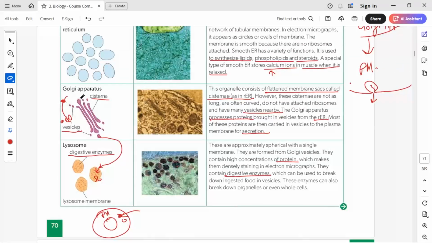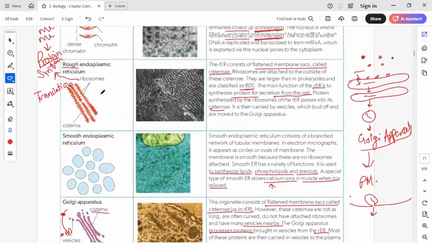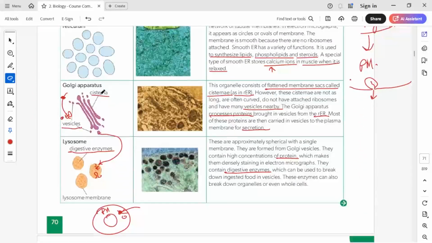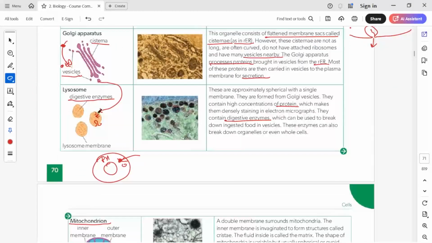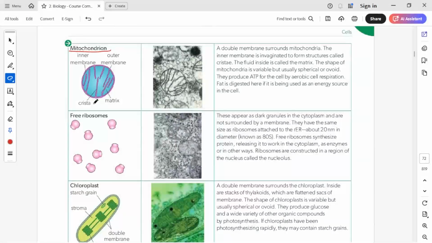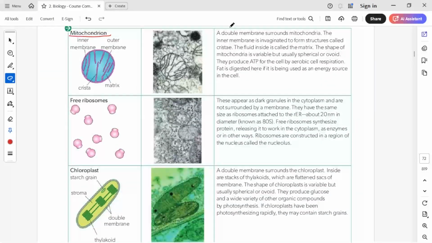Like the Golgi apparatus and endoplasmic reticulum, they'll have a single membrane present outside them. And ribosomes do not even have a membrane outside them. Lysosomes are also single membraned. So the double membrane structures are the plasma membrane, nuclear membrane, mitochondrial membrane, and chloroplast membrane. These are double membrane. Okay, so mitochondria are the powerhouse of the cell.